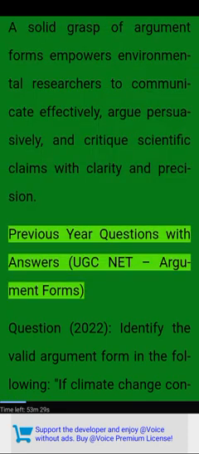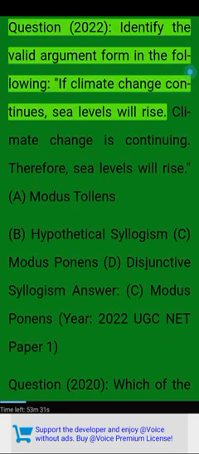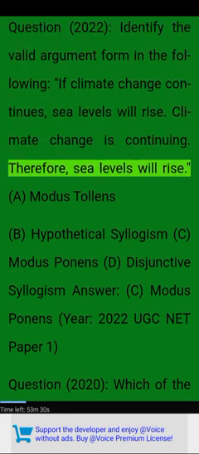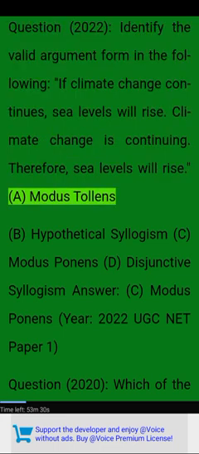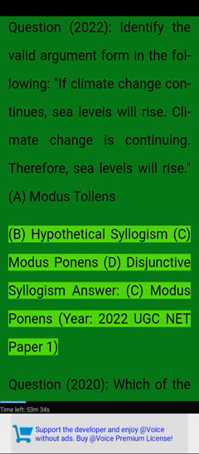Previous year questions with answers. UGC NET, argument forms. Question 2022. Identify the valid argument form in the following. If climate change continues, sea levels will rise. Climate change is continuing. Therefore, sea levels will rise. A. Modus tollens. B. Hypothetical syllogism. C. Modus ponens. D. Disjunctive syllogism. Answer. C. Modus ponens. Year 2022 UGC NET Paper 1.